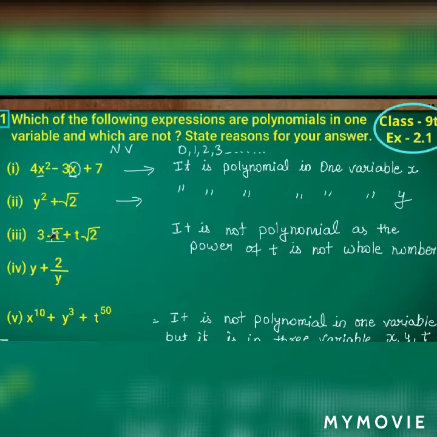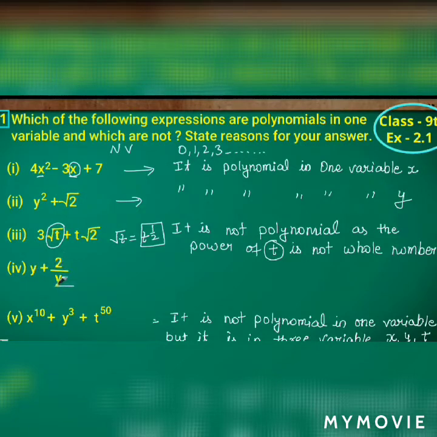Now come to the third one, 3 root t plus t root 2. If you observe, we have root t as well as t. What did I say just now? The power of the variables must be a whole number. Root t can be taken as how? Root t is equal to t raised to 1 by 2, isn't it? Which is a fraction. Do you think a variable which has a fraction as power will be a polynomial? No. It is not a polynomial as the power of t is not a whole number. The powers must be whole numbers.